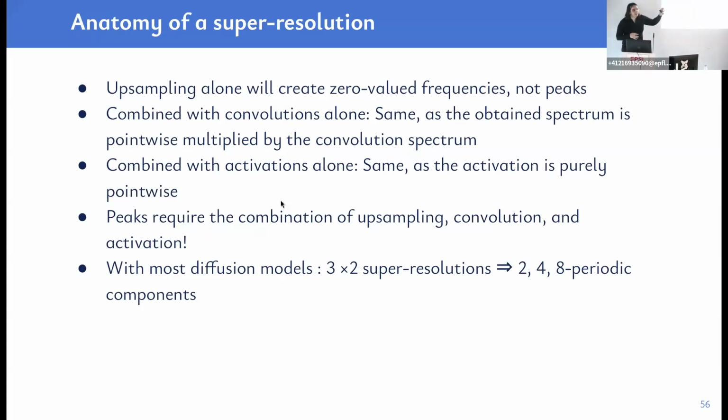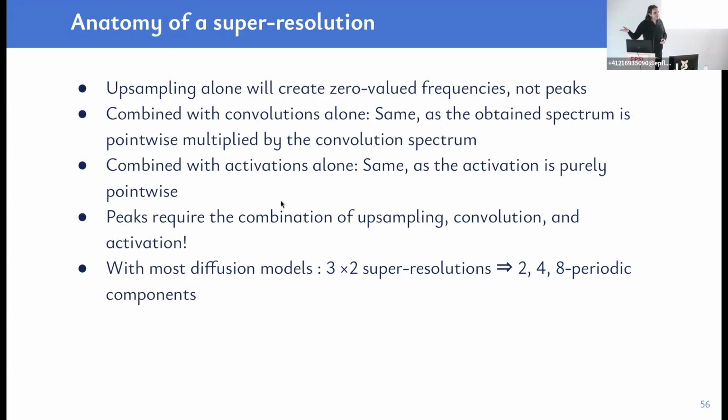But the magic of it is, if you do both a convolution then an activation, provided the convolution is not too specific, so of course there will be some convolutions for which it won't work, the convolution will mix the signals just enough that the activation will actually create peaks instead of zeros. But what matters for us, be it a peak or a 0, is that there is a specific trace at periodicity 2 after one ×2 super resolution.